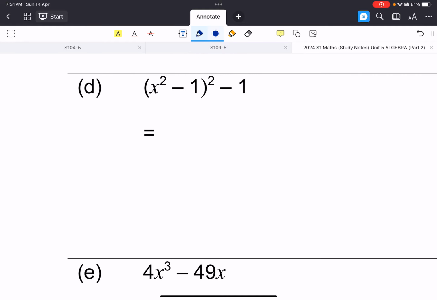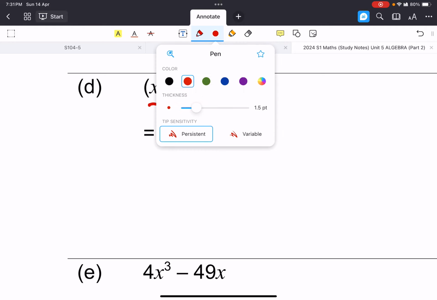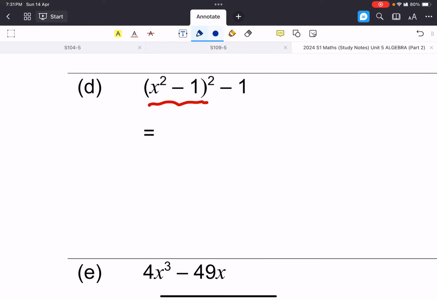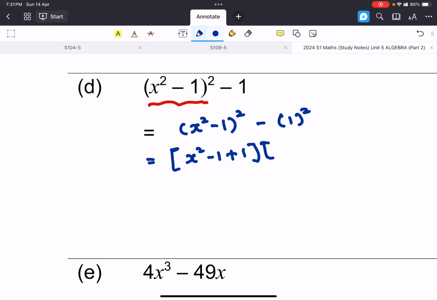How about brackets like this? Well, same scenario. We're going to treat the entire bracket here as though it's its own entity. So let's mark it out in red. So what I have now is this x squared minus 1, right? This portion here is squared minus 1 squared. So this will give us x squared minus 1 plus 1 times x squared minus 1 minus 1. So this simplifies to x squared times x squared minus 2. There we go. So that's how it looks.